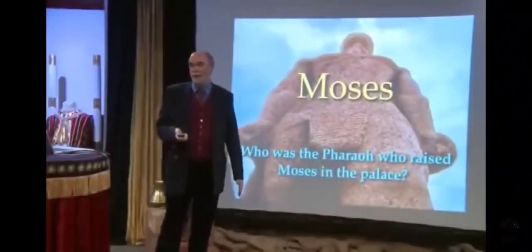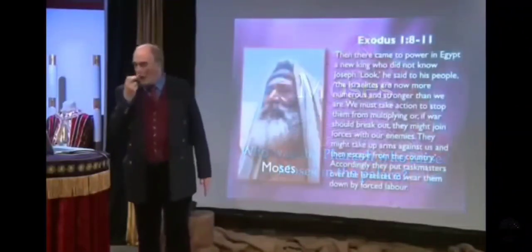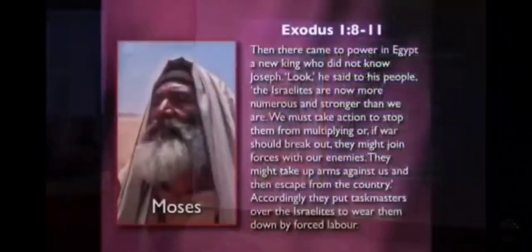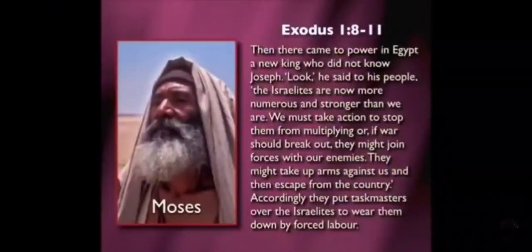Who was the Pharaoh who raised Moses in the palace? So here's the text, famous one from Exodus 1. Then there came to power in Egypt a new king who did not know Joseph. Joseph had died. Look, he said to his people, the Israelites are now more numerous and stronger than we are because they've prospered. We must take action to stop them from multiplying. Or if war should break out, they might join forces with our enemies. They might take up arms against us and then escape from the country. Accordingly, they put taskmasters over the Israelites to wear them down by forced labor.